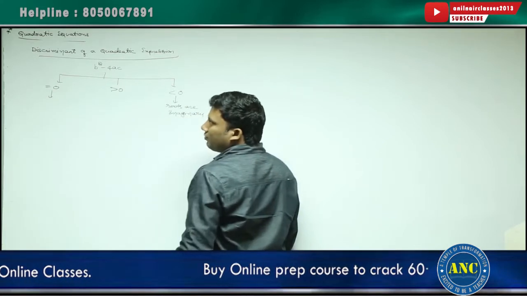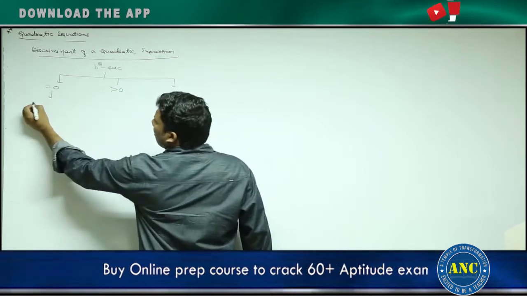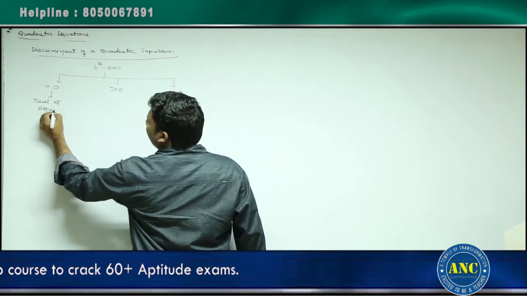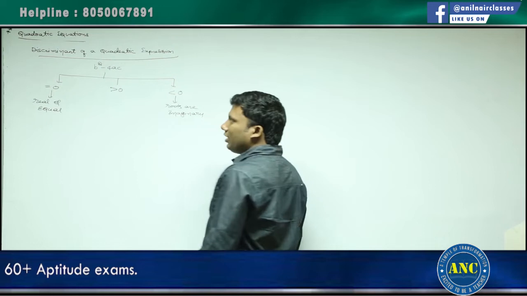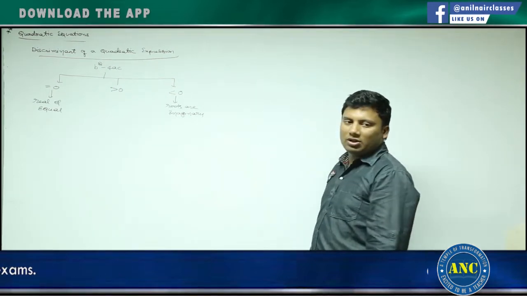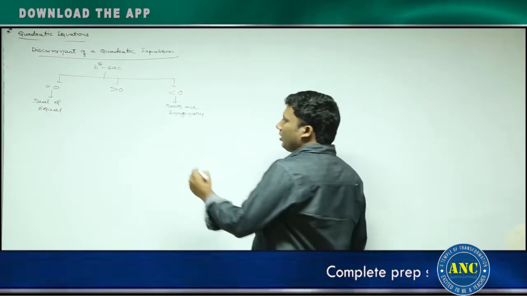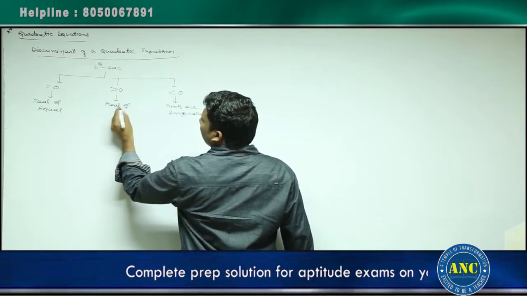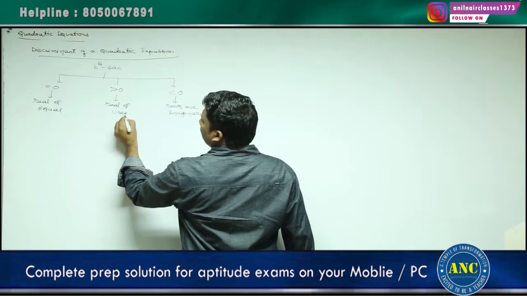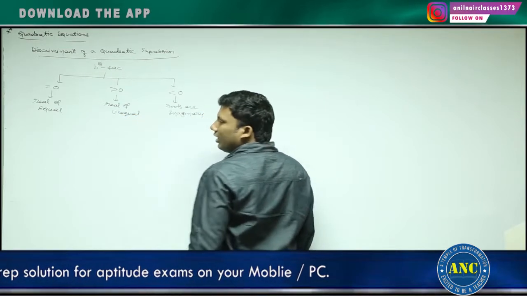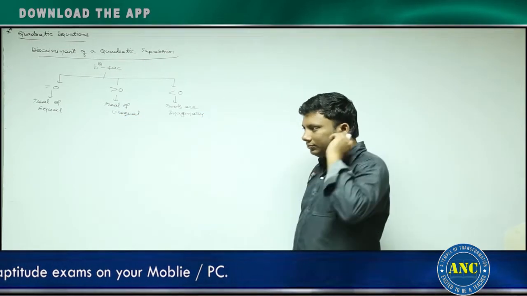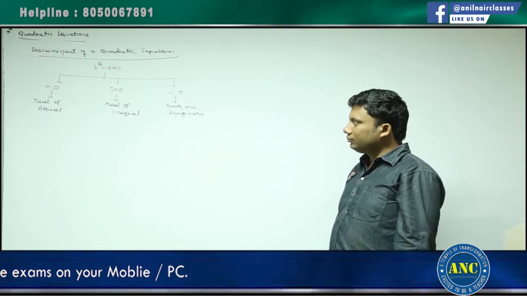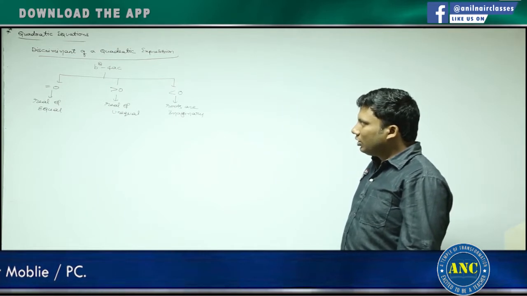B square minus 4ac equivalent to 0 means roots are real and equal. Greater than 0 means real and unequal.